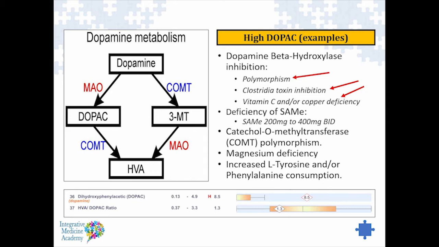Now, we can have polymorphisms in the dopamine beta hydroxylase, basically a genetic abnormality. Clostridia toxins can inhibit it. We can also have deficiencies of vitamin C or copper, which might affect it as well. We could have a deficiency in SAMe, so not having enough SAMe could lead to showing up with elevated DOPAC. And then magnesium deficiency or just increased consumption of tyrosine and phenylalanine could also play into this.